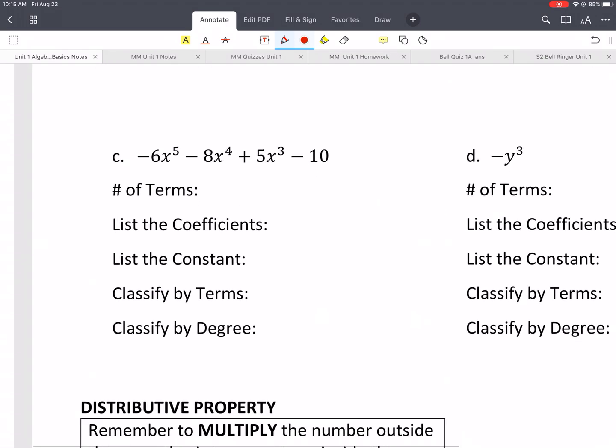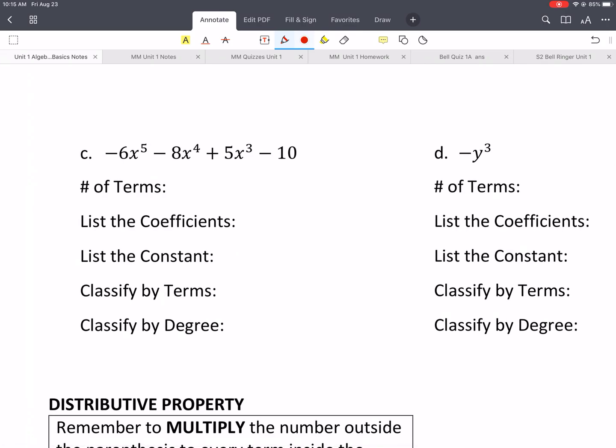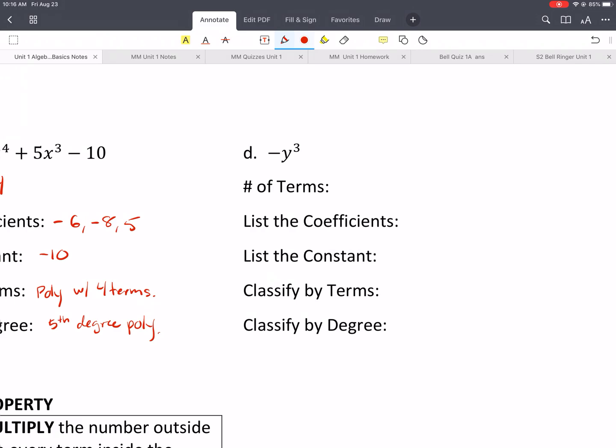All right, and next, how many terms? We have 4. List the coefficients, negative 6, negative 8, and 5. Constant 10. Classifying by terms, this is a polynomial with 4 terms. Okay, because we have more than 3, so that's how we call it. And then by degree, we'd say it's a 5th degree polynomial.